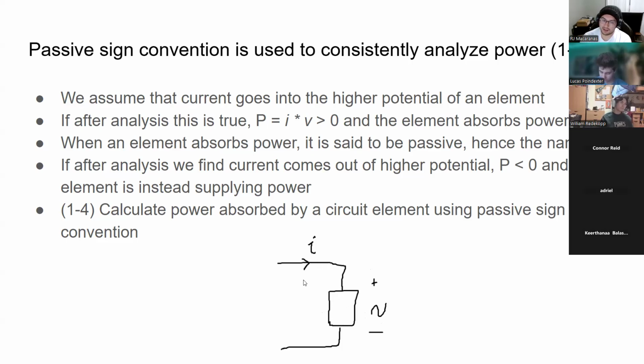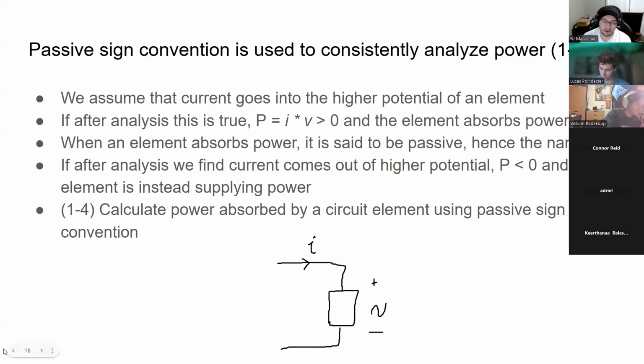And so this way we can define the power to be positive if this is happening. When we say the power is positive, that means that this element is actually absorbing power. And if it turns out, once you go through your analysis, that the current is actually entering the negative terminal, the lower potential, then the power is actually negative, right? And that just means that the element we're looking at is actually supplying power.